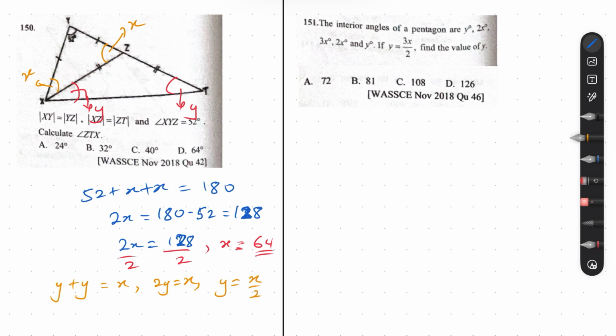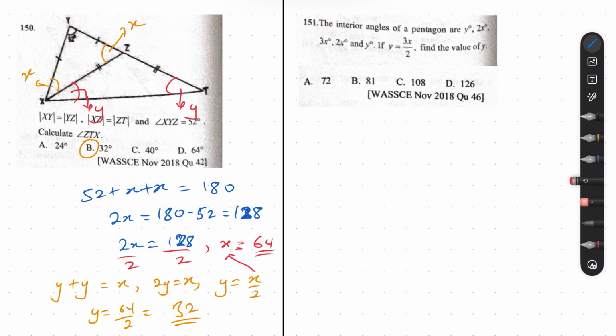Now we know our x to be 64. So we can just put in the value and then we'll get our answer. Y equals 64 over 2, which is 32. Okay, which is B. Okay, all right. Now let's move on to question number 151.